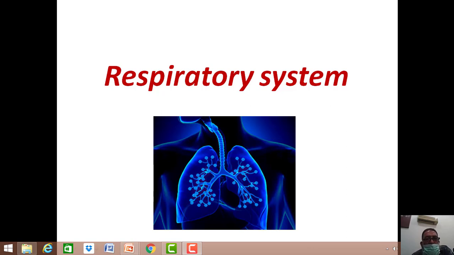Bismillahirrahmanirrahim. Now, my dear students of second year class, today we are going to start with the respiratory system, the histology of the respiratory system. You all know this system is concerned with gaseous exchange, that is the carbon dioxide and oxygen. Carbon dioxide is eliminated and oxygen is absorbed by the alveoli.